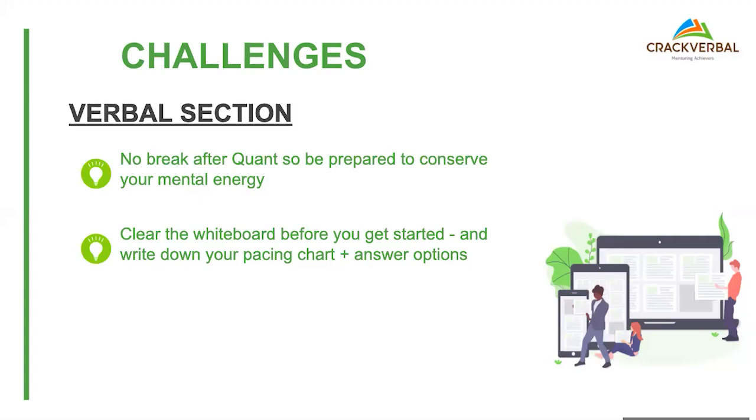Secondly, clear the whiteboard. Like I told you, there is an option below which says clear. So after you're done with quant, you can just go ahead, clear the whiteboard, and write down your pacing chart. You may not want to write it in the first or the second question, but whenever you feel comfortable, just make sure you write down the pacing chart. And as I told you, write the 5 answer choices vertically. As you keep striking out the wrong answer choices and get to the right answer choice, go to the undo button and undo the 4 crosses that you have put over your answer options.